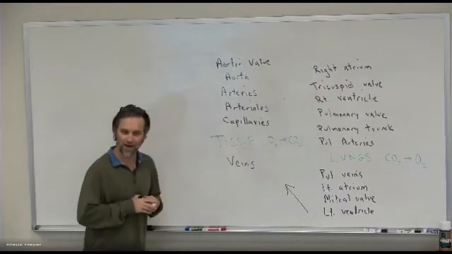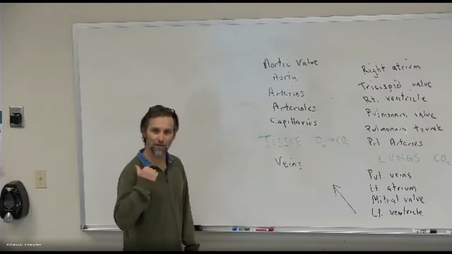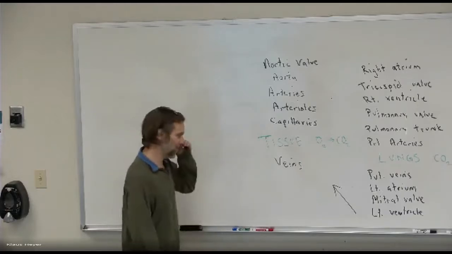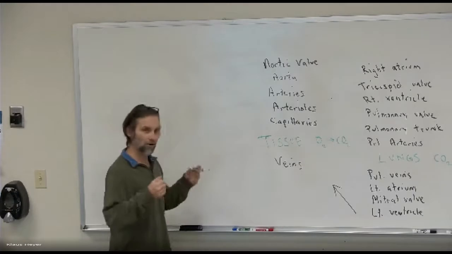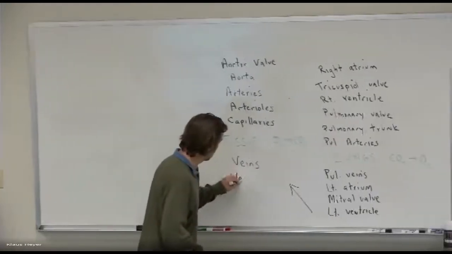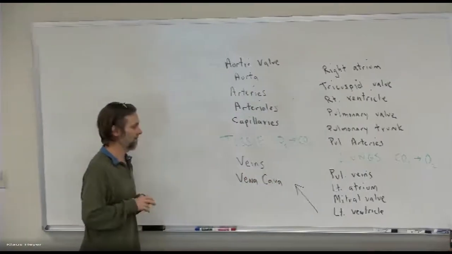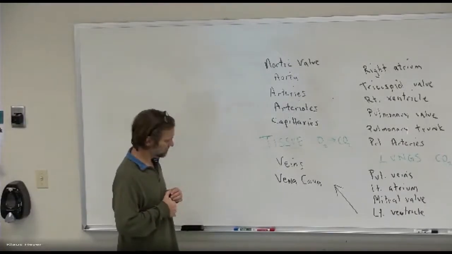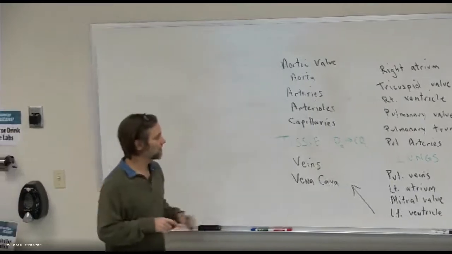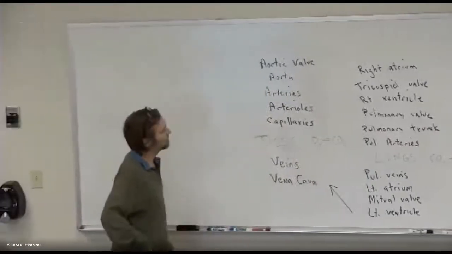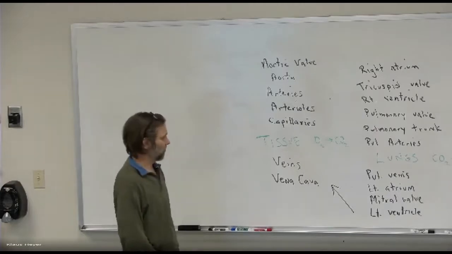Where would veins be in our analogy? Service roads. Take I-10 through the east. I can get back to the east on service roads, right? So that would be my analogy. And then all the veins are going to converge into one of the two vena cava. Then the vena cava is going to empty into the right atrium. So that's our circle.